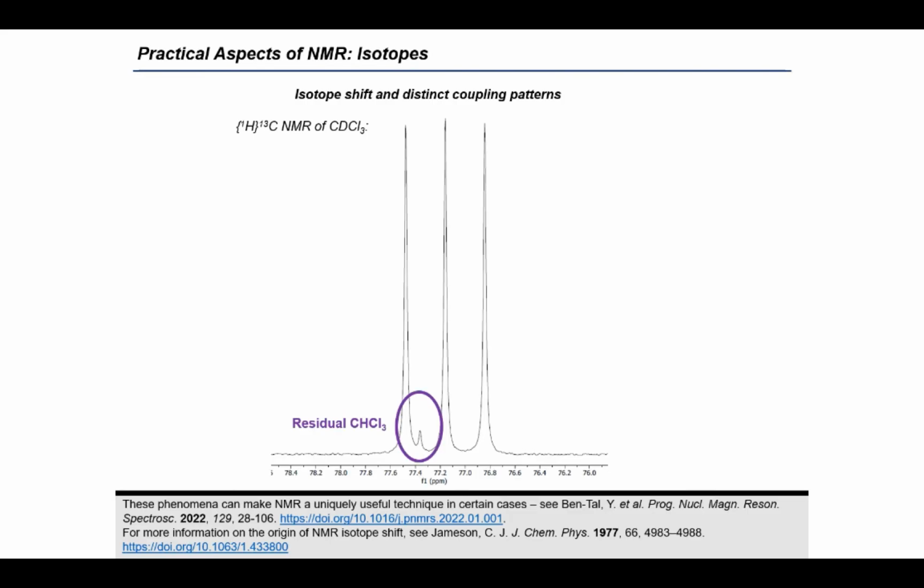And this peak comes from the residual non-deuterated chloroform in solution. It's only a singlet because we are proton decoupling here, but the fact that we can see it at all indicates that it's shifted from the chemical shift of the deuterated chloroform. And you can see this anywhere where you've got labeled compounds.